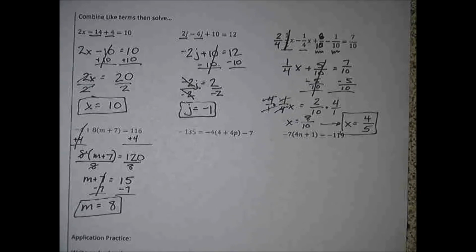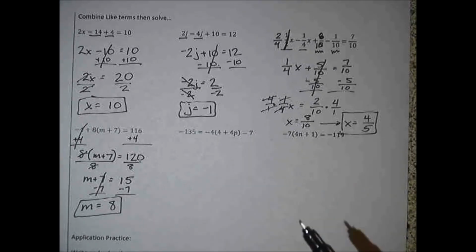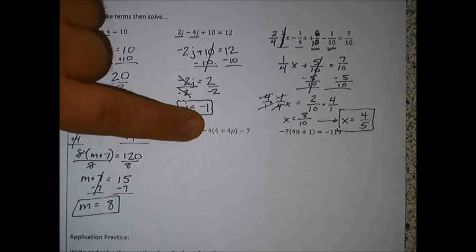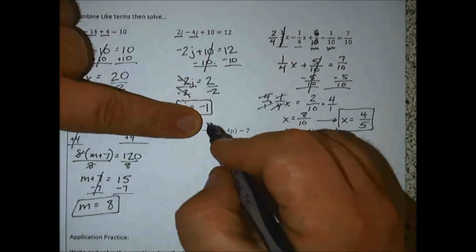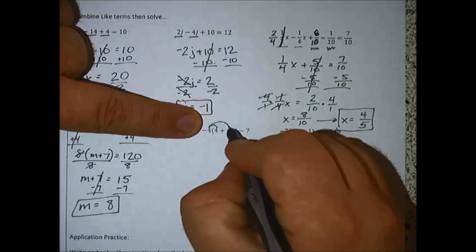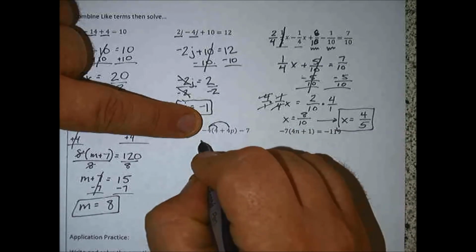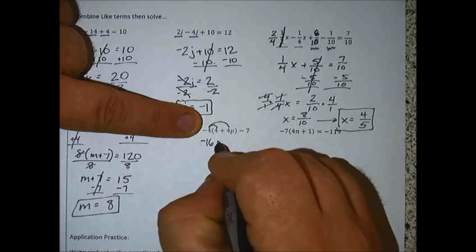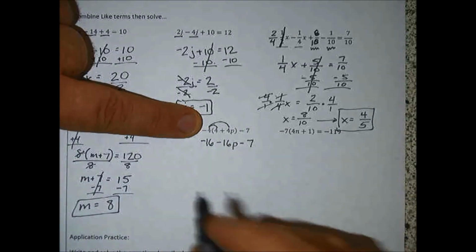We made it work. All right, this time I'm going to simplify the right-hand side like it's just an expression. I'm going to ignore the equal sign and the stuff on the left, and I'm just going to simplify this. Okay, distributive property. Distribute, distribute. I'll have, that's a -16 minus 16p minus 7.